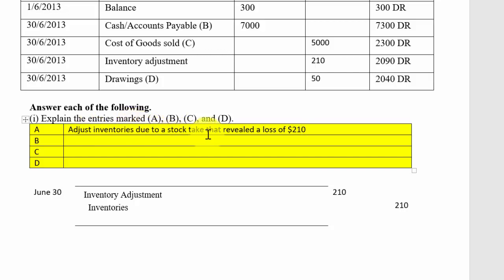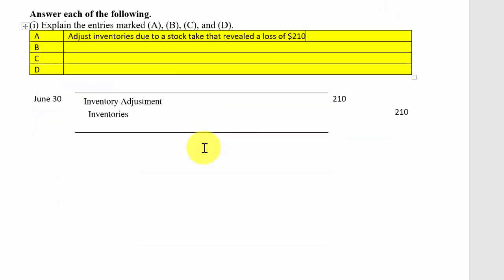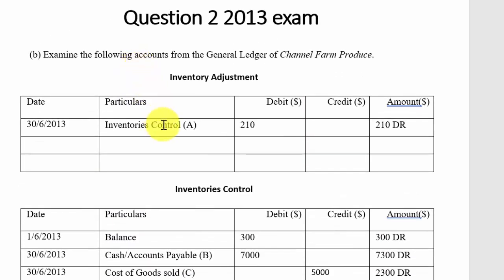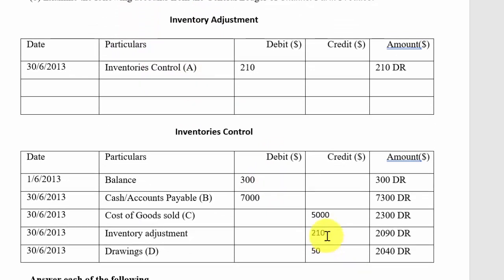So if you saw that transaction, okay, what would you have to do? You'd have to make that general journal entry, and those entries would then be posted to the inventory adjustment account there and there. So that's this process I would encourage you to work through.